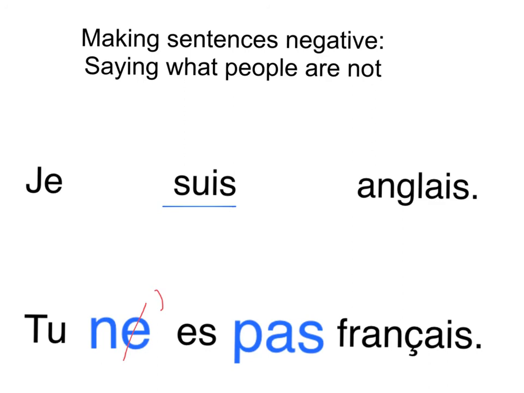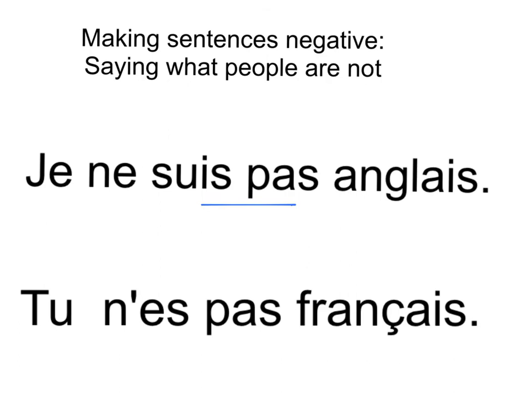So let me just show you what it looks like all together. Okay, and here we are. We have tu n'es pas français and je ne suis pas anglais. Okay, so that is how you would make a sentence negative.